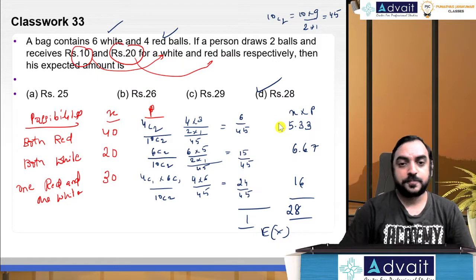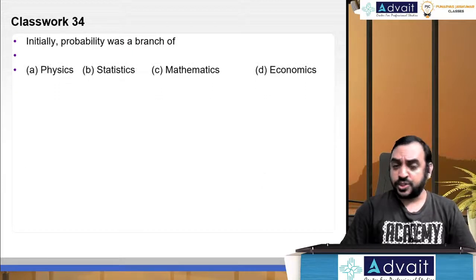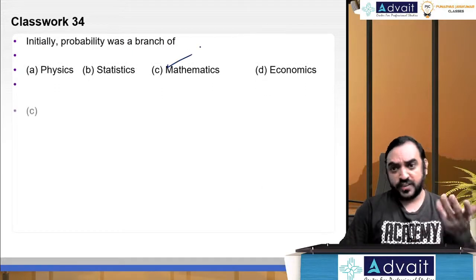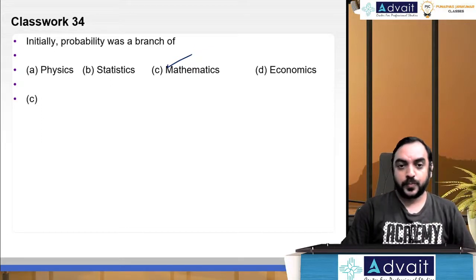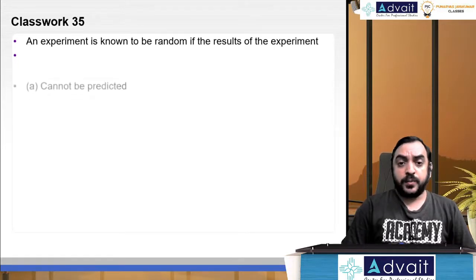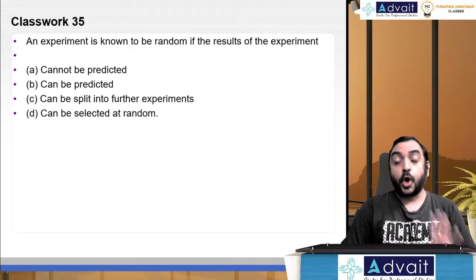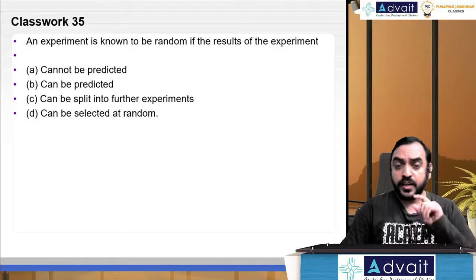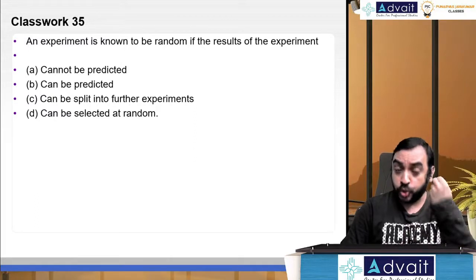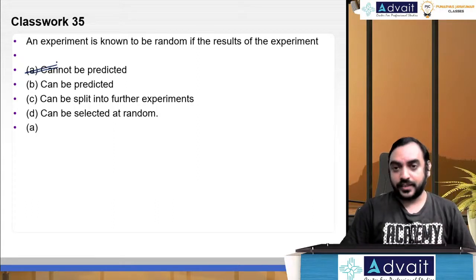Okay, I'll go further. Initially, probability was a branch of mathematics. Now we have statistics separately, but initially it was part of mathematics. An experiment is known to be random if the results of the experiment cannot be predicted; the output should be unknown. If you know, that's not random. So the output result cannot be predicted, you don't know in advance. So option A.